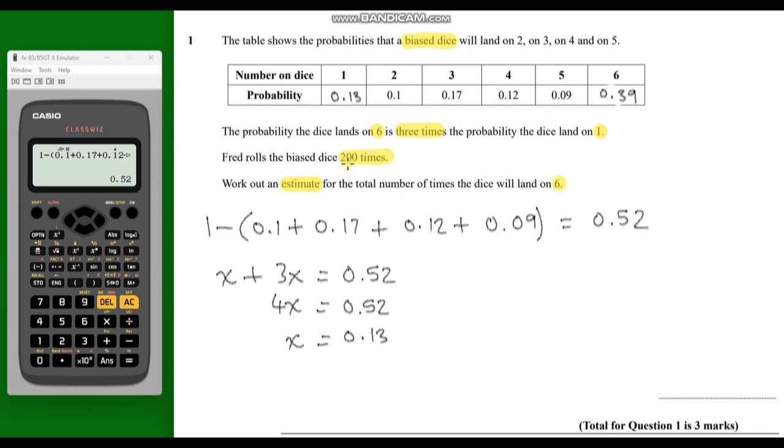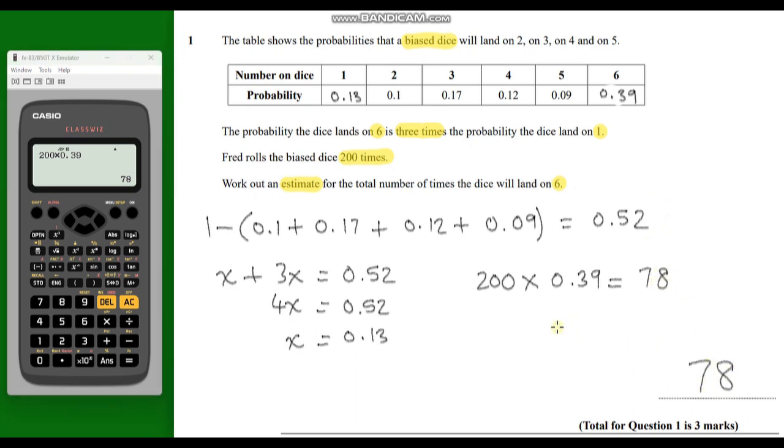So Fred rolls the dice 200 times. Work out an estimate for the total number of times the dice will land on a 6. Well, the probability of it landing on a 6 is 0.39. If he rolls it 200 times, well, we need to do 200 multiplied by 0.39. So let's just type that into the calculator. 200 times 0.39, and that gives us 78. So that is our answer, 78 times.